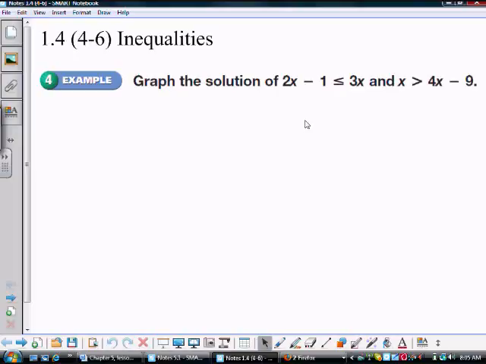Righty, so now we're going to do inequalities that have ands and ors in them. And we've got to figure out what and or means mathematically.